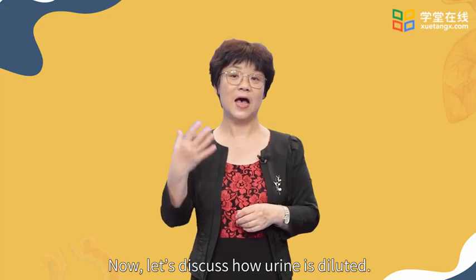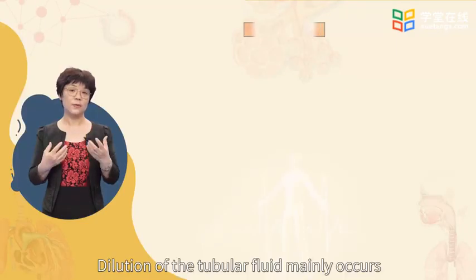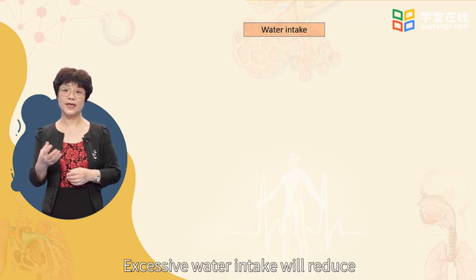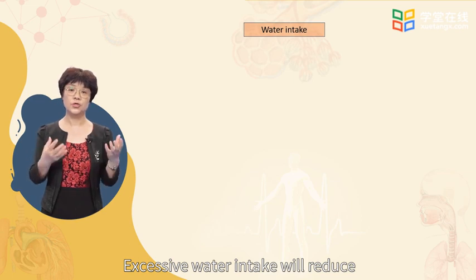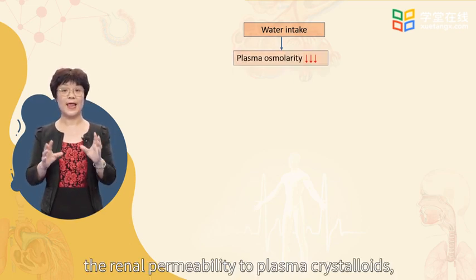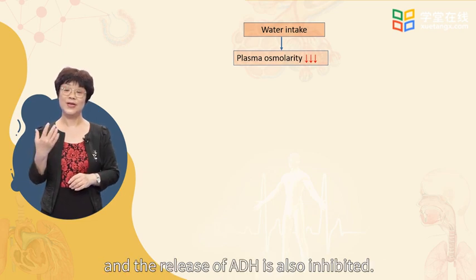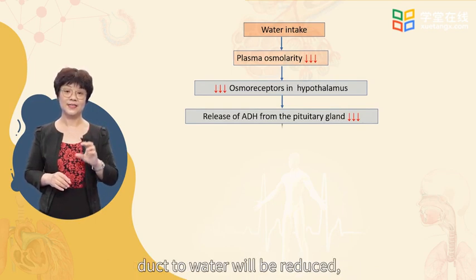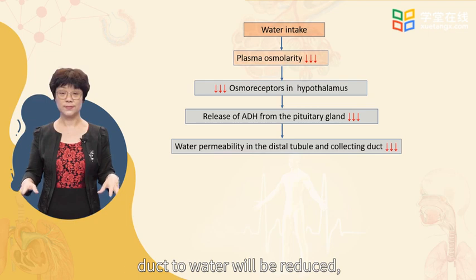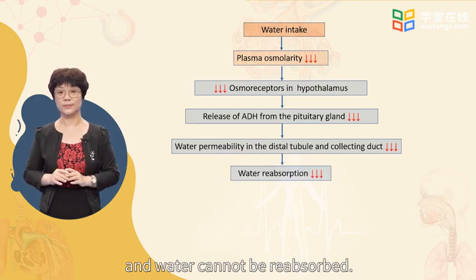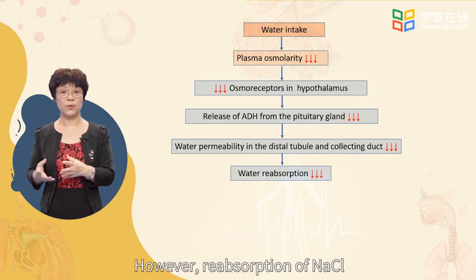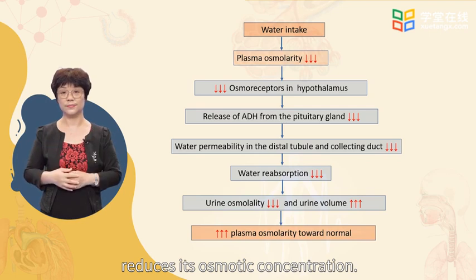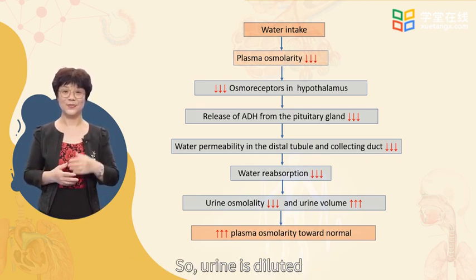Now let's discuss how urine is diluted. Dilution of the tubular fluid mainly occurs in the collecting duct. Excessive water intake will reduce plasma osmolarity, and the release of ADH is also inhibited. The permeability of the collecting duct to water will be reduced, and water cannot be reabsorbed. However, reabsorption of sodium chloride in the tubular fluid reduces its osmotic concentration, so urine is diluted.